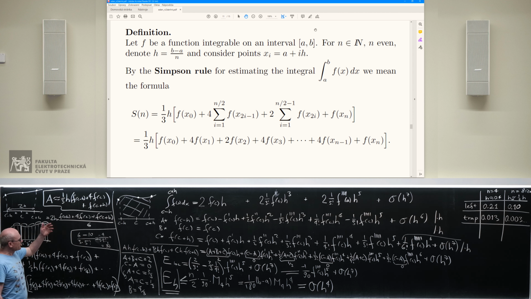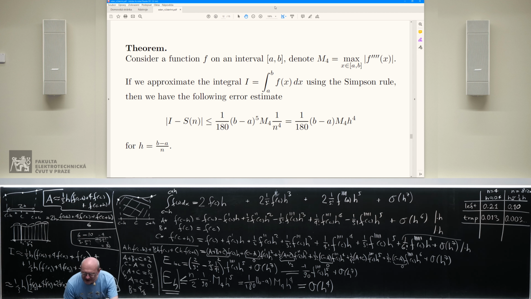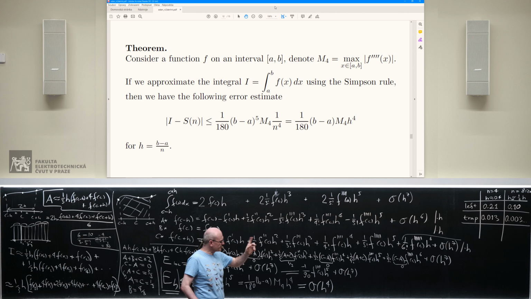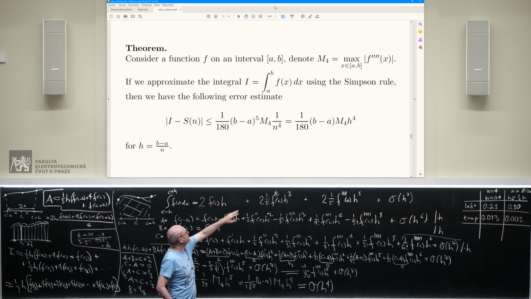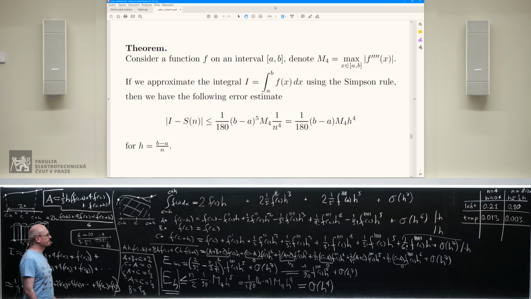We just found an estimate. Let's confirm it officially and then ask what it means for us. Let's go right away to the end: 1 over 180. I got lucky. I don't always get it right. Sometimes I make a small mistake and then I have to do it again. So yeah, I am feeling really great now. M4, (b minus a), h to the power 4. Everything fits, so I got it right. Wonderful.